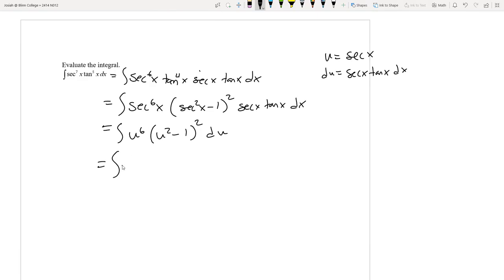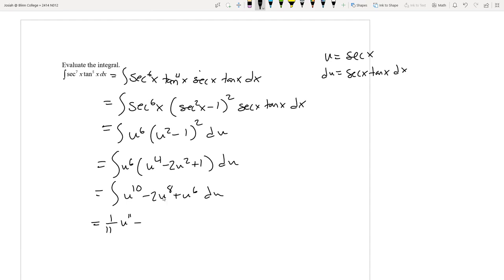U to the sixth times u to the fourth minus 2u squared plus 1. So we've got u to the 10th minus 2u to the 8th plus u to the 6th. We do power rules again. Divide by 9 here: 1/11 u to the 11th minus 2/9 u to the 9th plus 1/7 u to the 7th plus c. And then we swap u's back in.